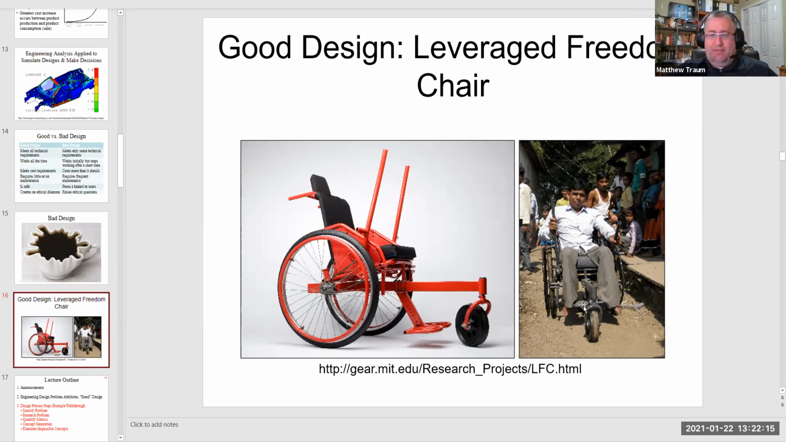And if you have a conventional wheelchair, there's two really big problems with it. One is that the wheelbase is too narrow. And so if you try to go over a bump or a rock or a hill or something like that, there's a non-trivial possibility that the wheelchair is going to tip over.